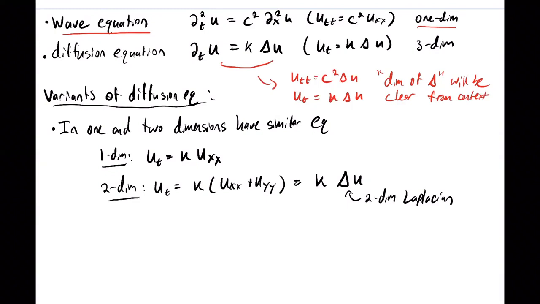The argument in 1 and 2 dimensions is going to be very similar to the argument we gave in 3 dimensions. You're going to use some version of Fick's law, which says that the rate of change of the amount of whatever substance is diffusing in a small ball is going to be proportional to the rate that it leaves the boundary of the ball.